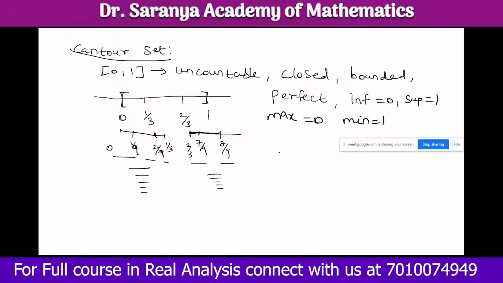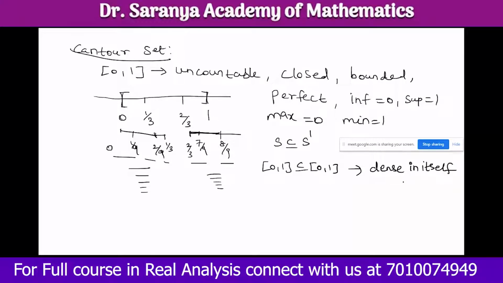What is dense in itself? A set is dense in itself if it is a subset of its derived set S dash, the set of all limit points. So 0 comma 1 is contained in S dash, the derived set. So this is 0 comma 1. So this is dense in itself, right?